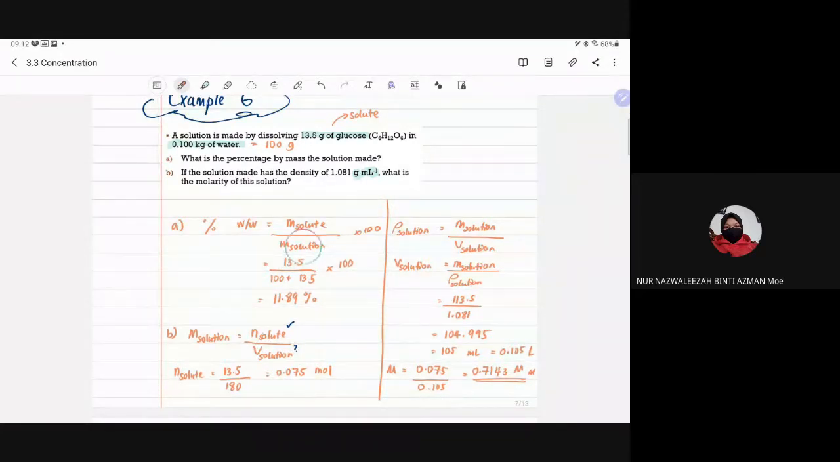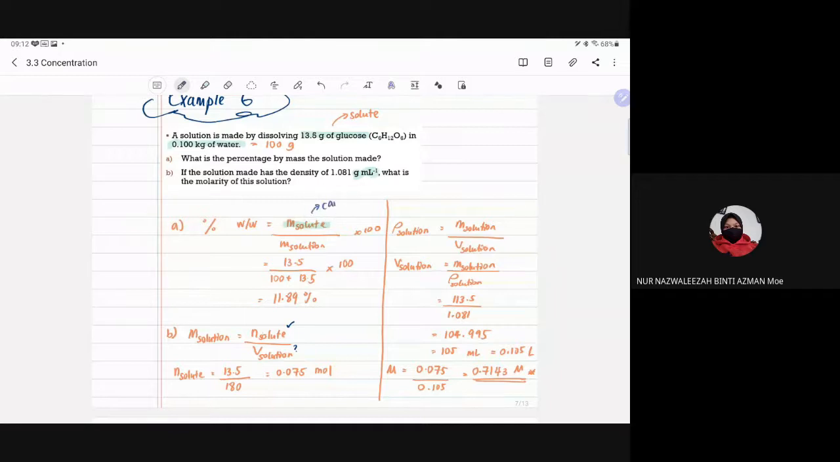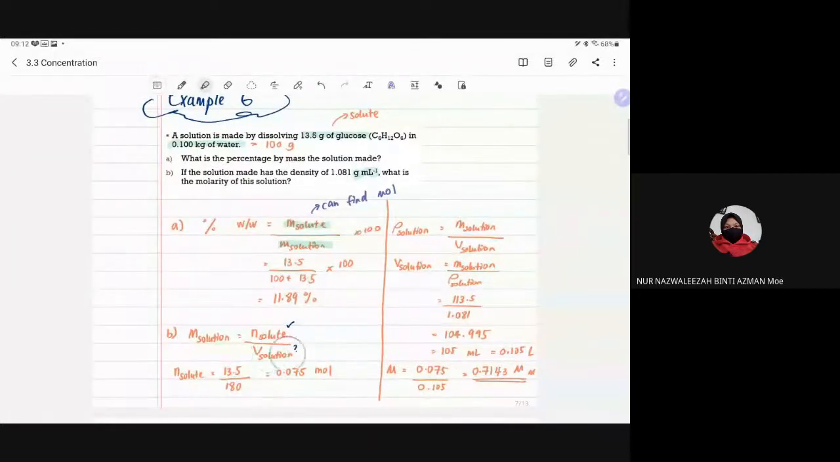Okay. Yang kita ada maklumat di sini, kalau kita tengok, kita ada mass of solid, boleh cari MR. Boleh cari. Ini boleh cari. Can find mole. Mass of solution, kita ada. Tapi kita tak ada volume. Kita nak cari volume ni. Volume kita tak ada. Tapi dia bagi tahu density. Density formula dia yang ini. So kalau dia bagi mesti ada sebab kan. So daripada density, kita tengok kita ada mass of solution bahagi volume of solution.